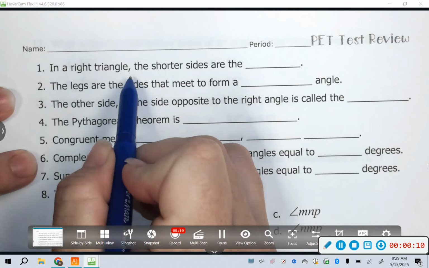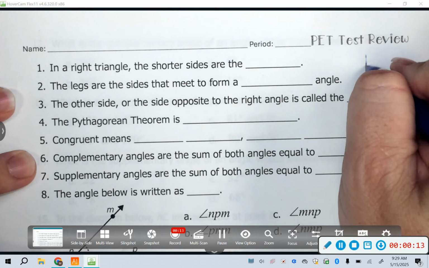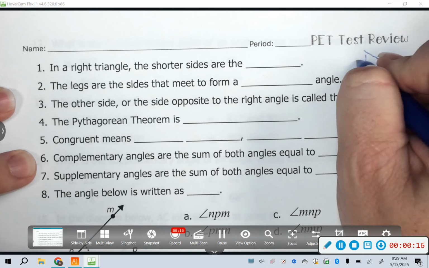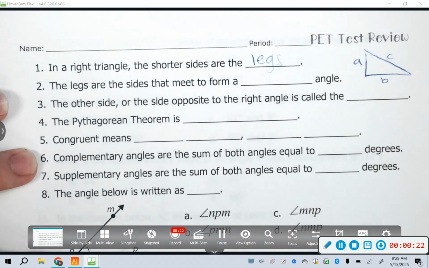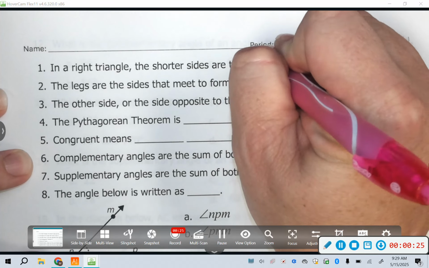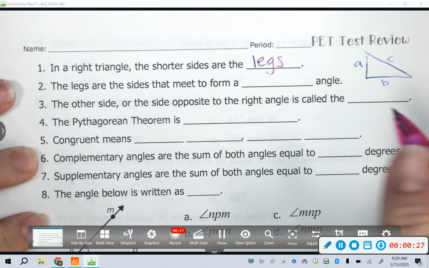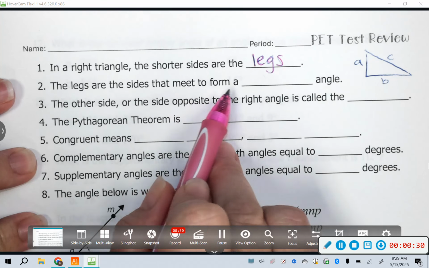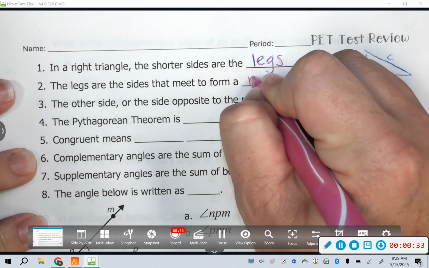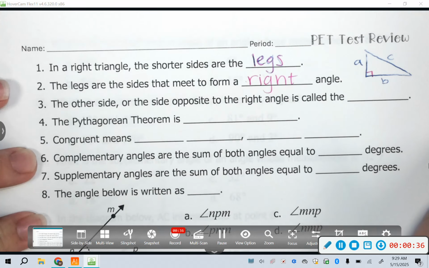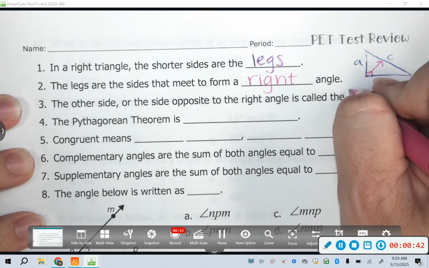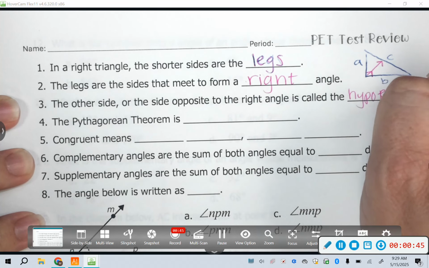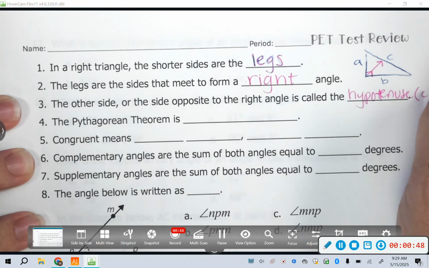So it says in a right triangle, the shorter sides are these. So when we're talking about a right triangle, we're talking about sides A and B. Remember, we call those the legs. The legs, like we just said, are the sides that meet to form a right angle. The other side, or the opposite side to the right angle, is called our hypotenuse. That's our C. This is our A and B.